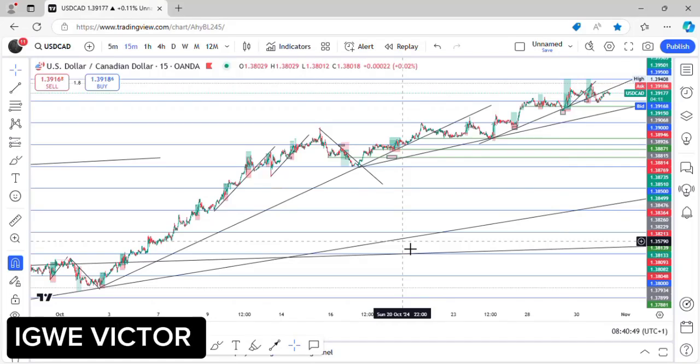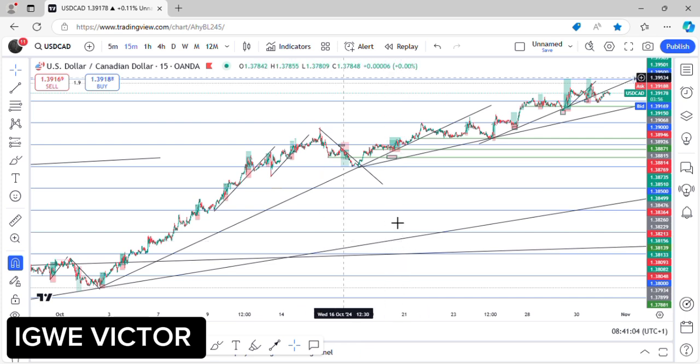So today I'll be talking about how to properly draw a support and resistance zone on the chart. How to properly draw it. So that's what I'll be talking about today.